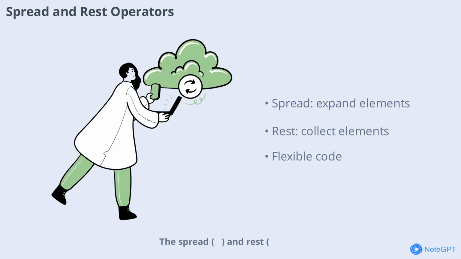Spread and rest operators are versatile tools in modern JavaScript. The spread operator expands arrays or objects into individual elements, while the rest operator collects multiple elements into an array. These operators simplify tasks like copying arrays, merging objects, or handling variable numbers of function arguments. Understanding how to use spread and rest will make your code more flexible and efficient.